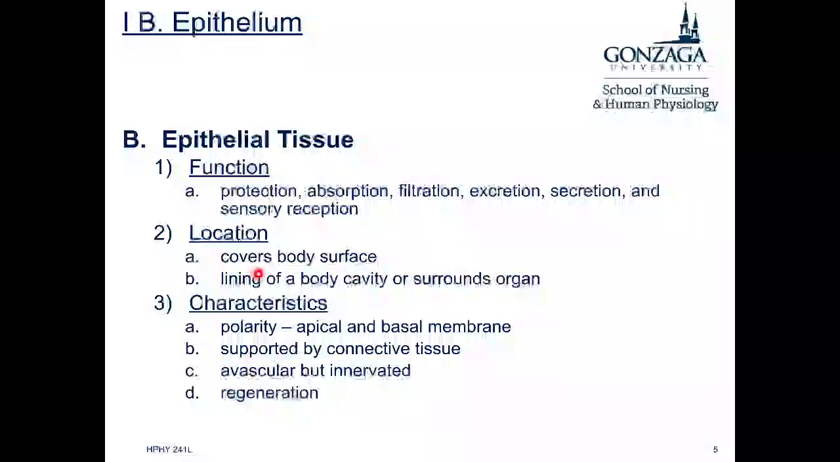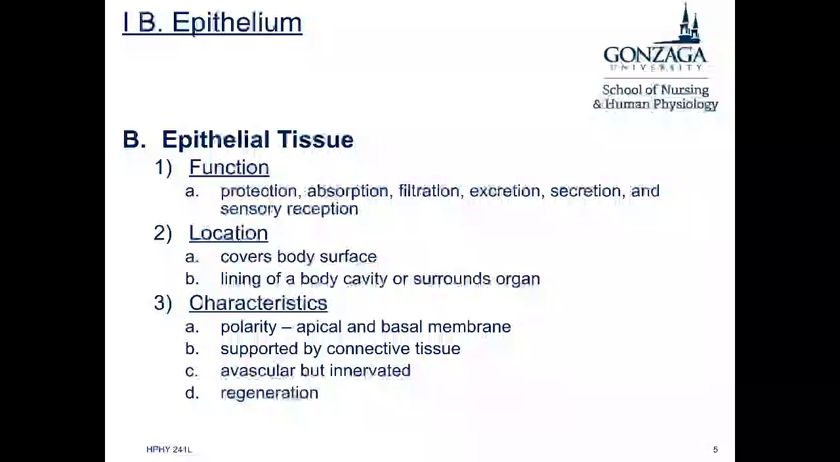So hopefully you know that your skin is a type of epithelial tissue, so it's covering our body's surface. But in addition to the skin, epithelial tissue is present in any lining of a body cavity. Okay? And there's also a layer of epithelial tissue that surrounds each organ.